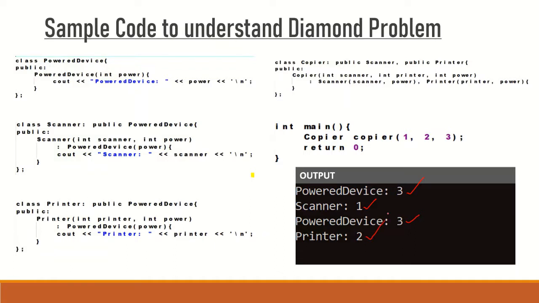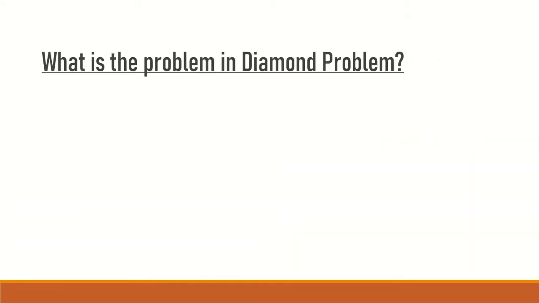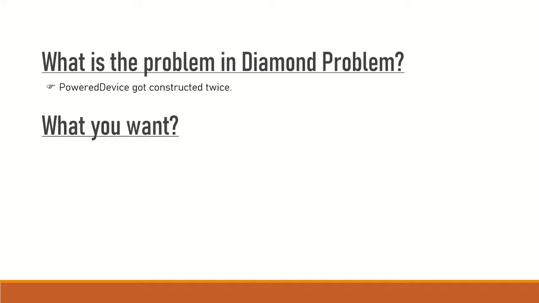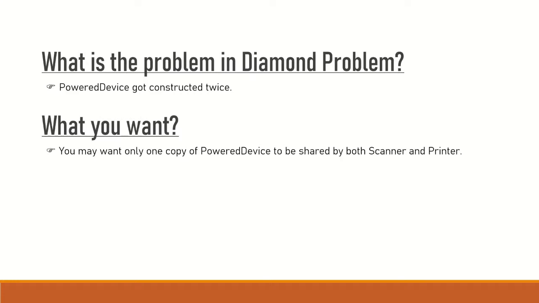We want only a single copy of power device. We do not want multiple copies. We want only one copy of power device. Now the question is, if I want only one copy of power device from scanner and printer, who is going to take the responsibility to initialize the power device class data member? Then power device gets constructed twice. Yes, then what do you want? We want only one copy.